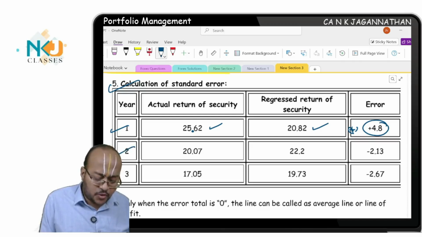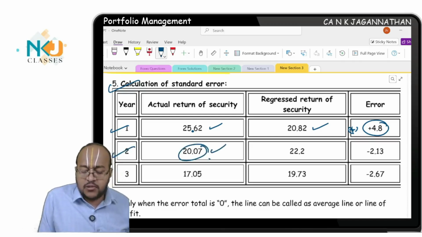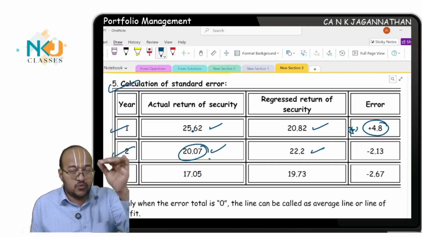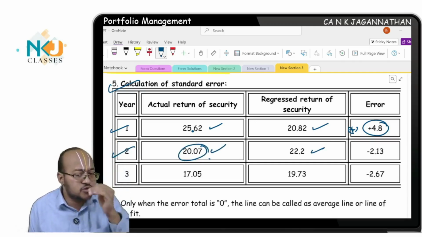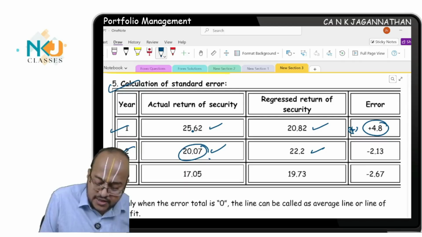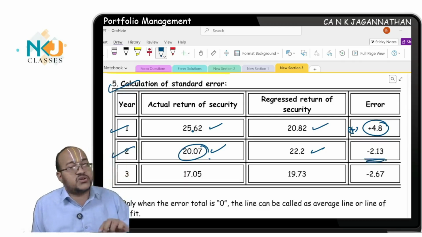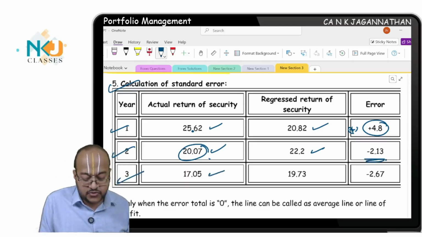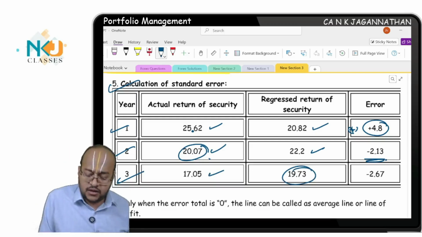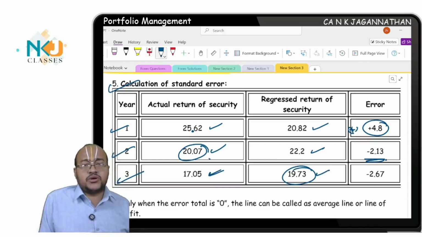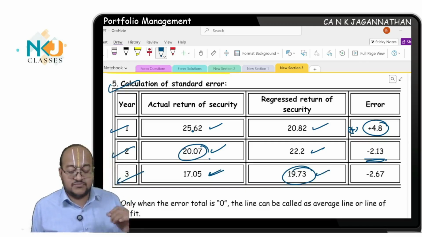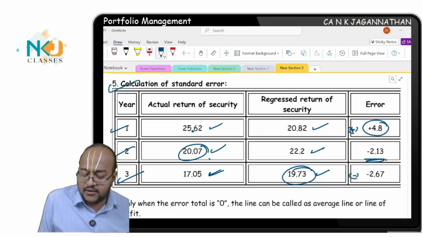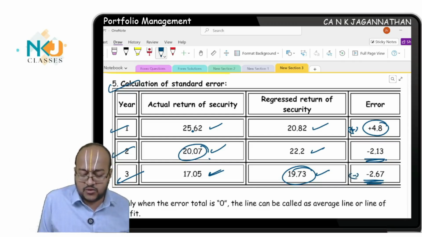Next, 20.07 is the actual return, but the regressed return is 22.2, which means the actual return falls below the line of best fit. Hence, the error is minus 2.13, negative side error. And next, third year, 17.05 is the actual return, and regressed return comes to 19.73. Again, regressed return is 19.73, and actual return is only 17.05. Hence, there is a negative error, error on the negative side. How much is that? 2.67.